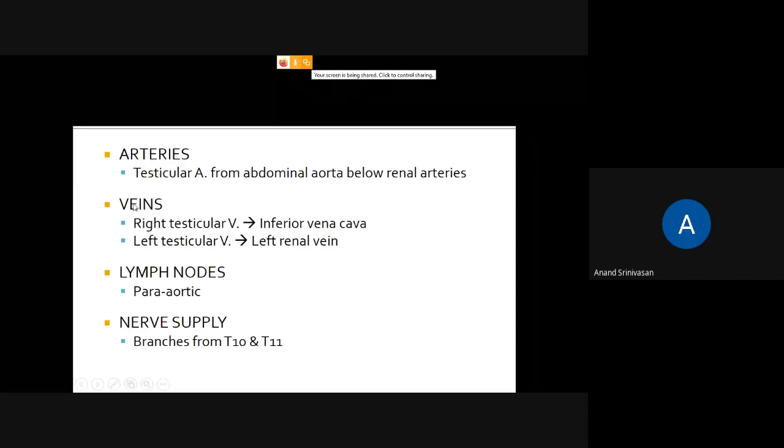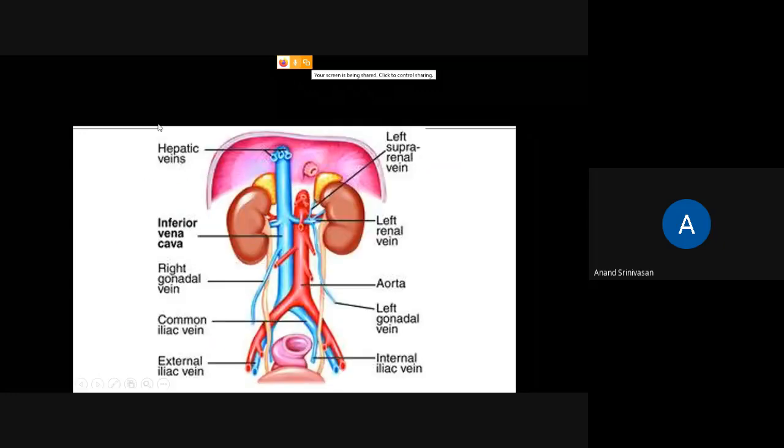Whereas the right and the left testicular veins drain differently. The right testicular vein drains into the inferior vena cava, and the left testicular vein drains into the left renal vein. I'll show you the picture. Here you can see the abdominal aorta, the renal arteries going to the kidneys, and here you can see an artery. This one is the right testicular artery, and this one is the left testicular artery.